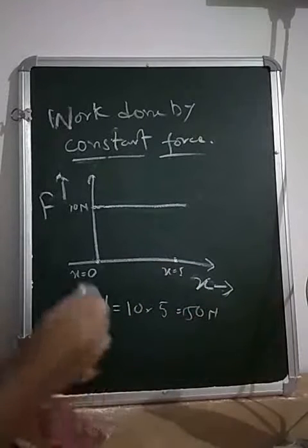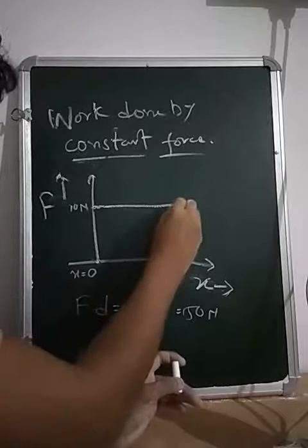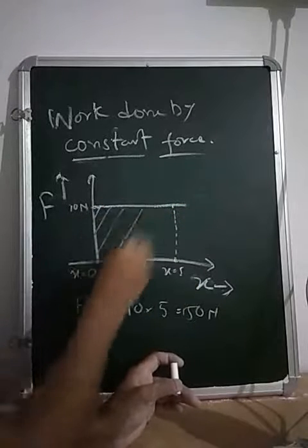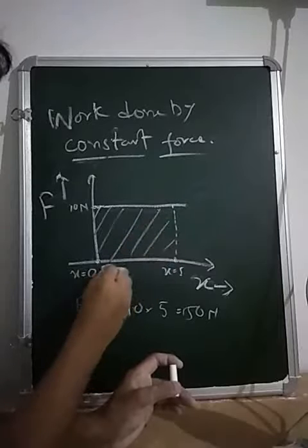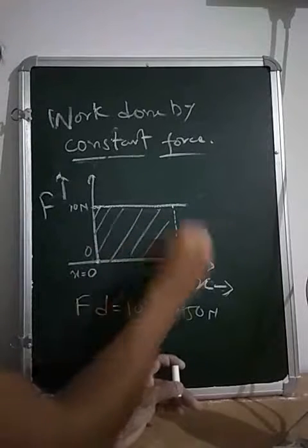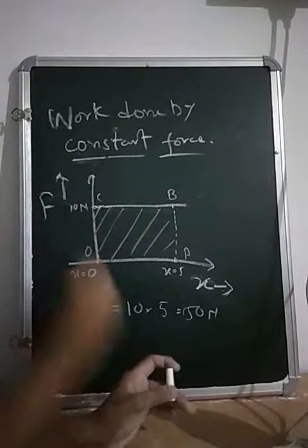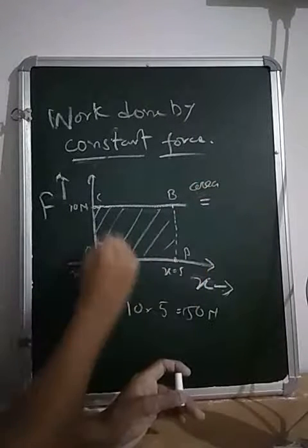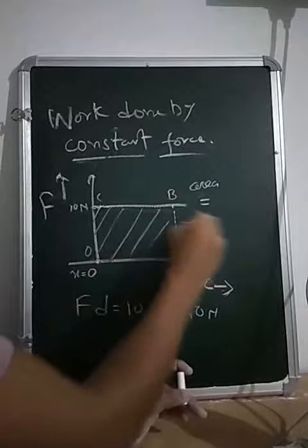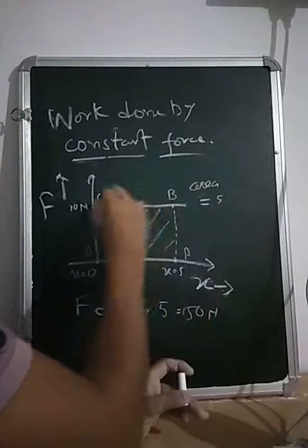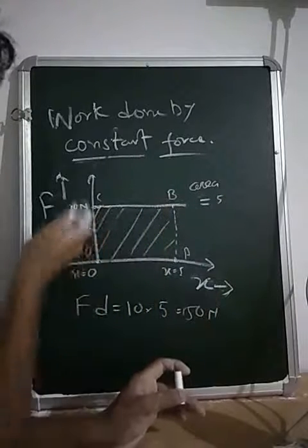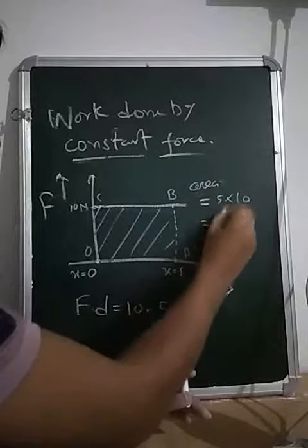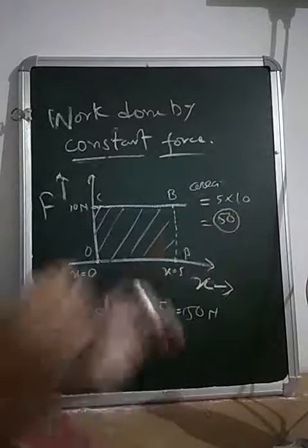So if we see the graph and join, this is a rectangle, rectangle OABC. So what is the area of the rectangle? Area is length into breadth. Length is 5, breadth is 10, so 5 into 10. What is it? 50.